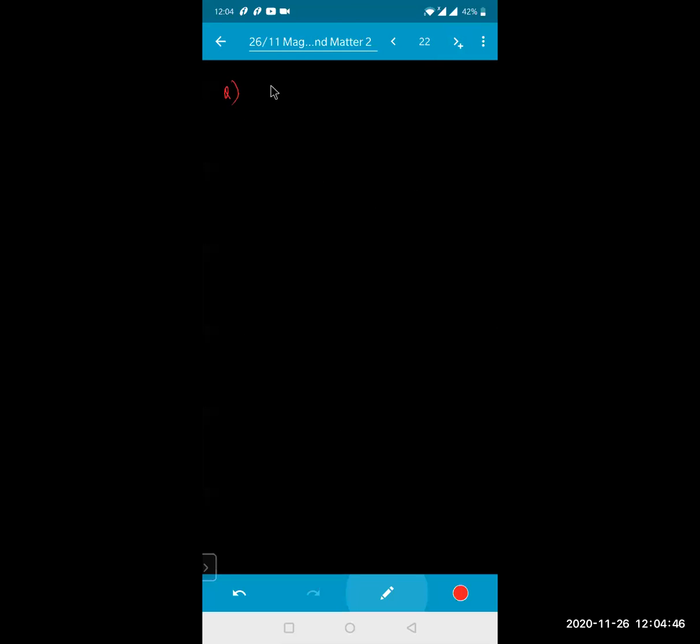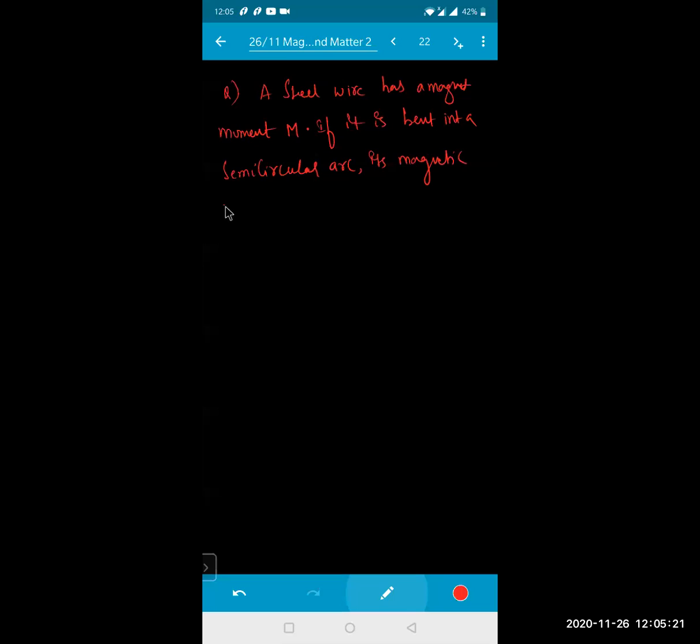See this one, we'll be getting such type of a question. A steel wire has a magnetic moment, capital M. If it is bent into a semicircular arc, its magnetic moment is: first option is capital M, second option is 2M by pi, third option is M by pi, and fourth option is pi into M.